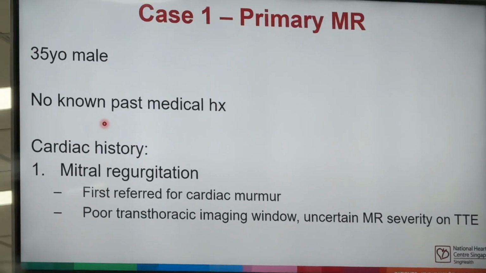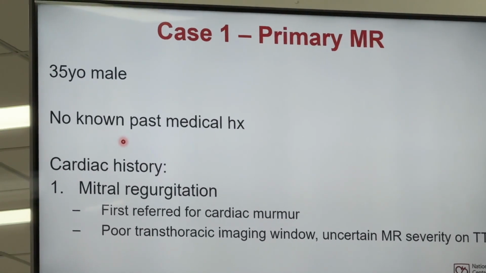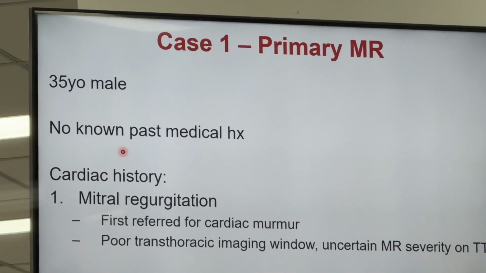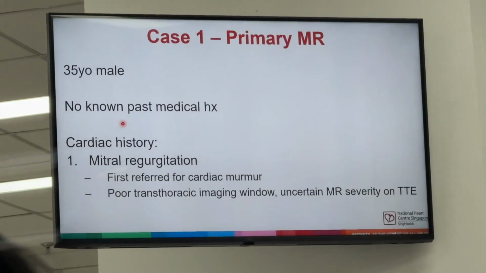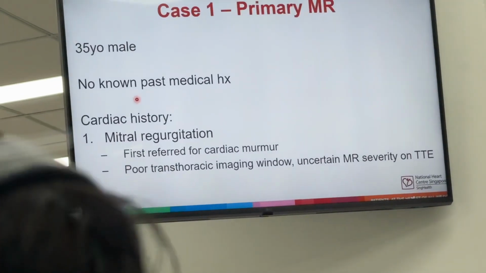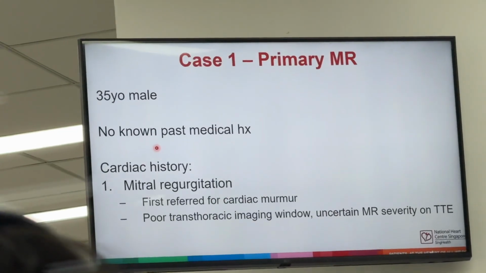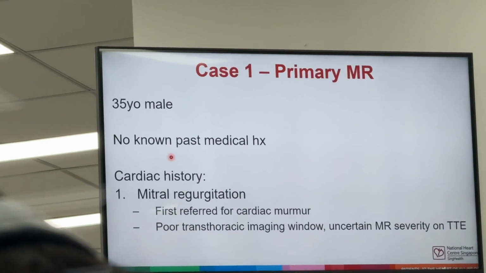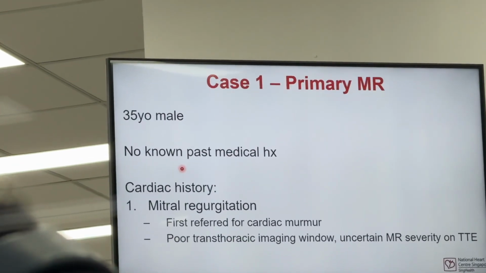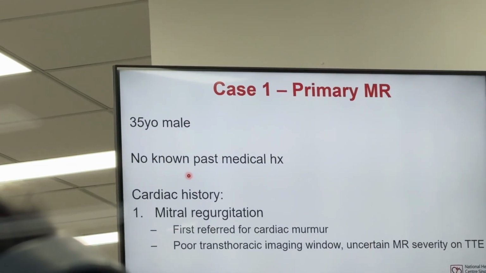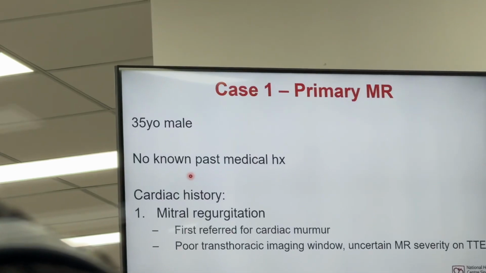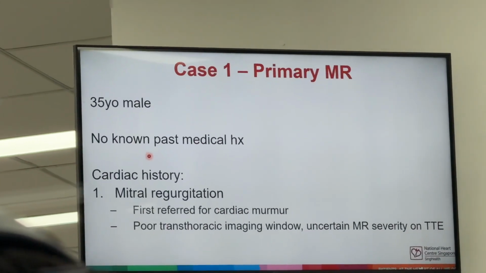The first patient is a 35-year-old male with no past medical history. He has mitral regurgitation and first presented to us because of cardiac pneumonia. He is asymptomatic, but there is very poor transthoracic imaging and uncertainty in the MR severity. Therefore, we do transesophageal echocardiography.